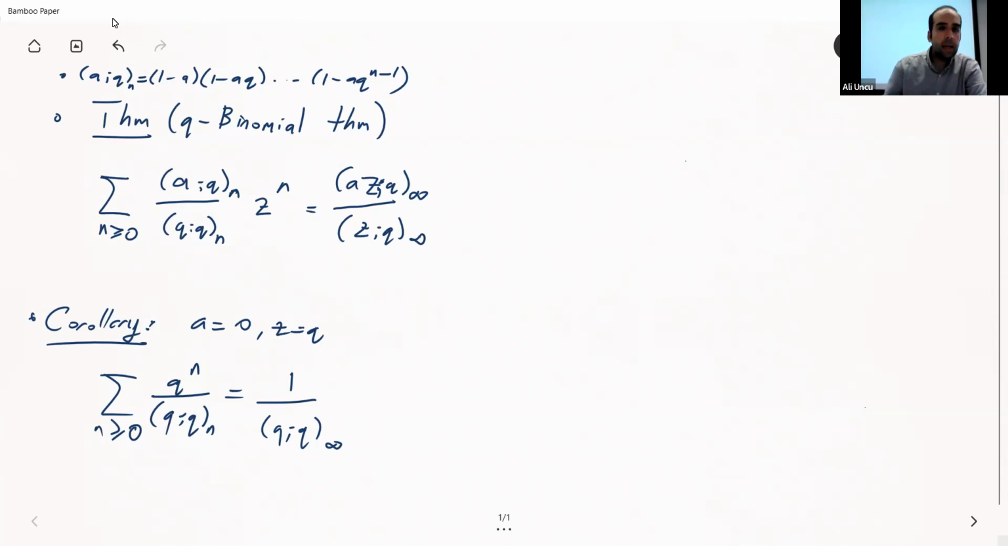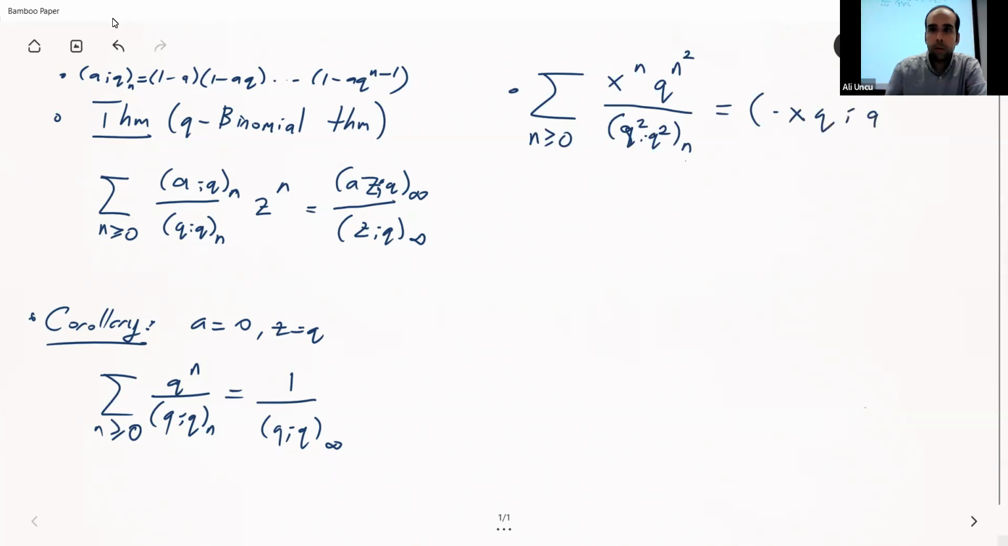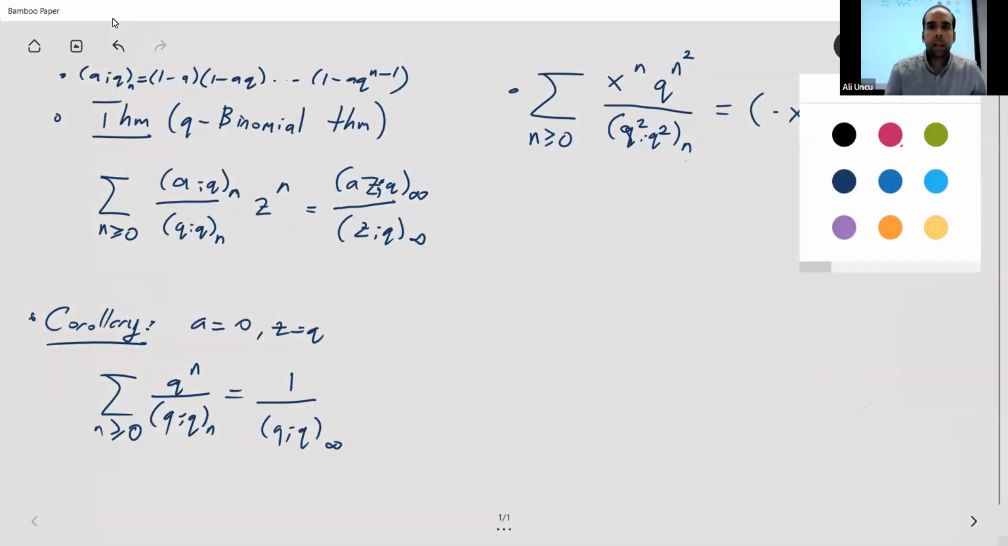That's just that. And yeah, another formula that I want to remind you of is this guy, which we have proven last week as well. So the sum of x to the n, q to the n squared, divided by (q^2;q^2)_n, from 0 to infinity, is (-xq;q^2)_infinity. Right, we take q goes to q squared in the q-binomial theorem.